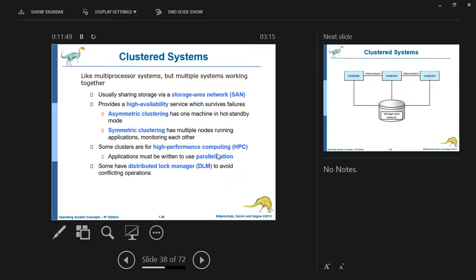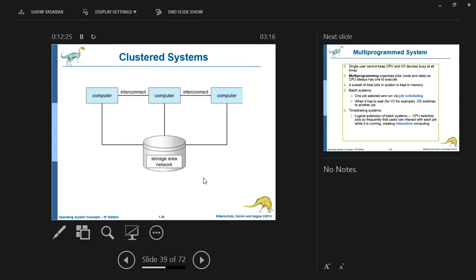A clustered system is like a multi-processor system, but with multiple systems working together, right? Usually sharing storage via a storage area network, it provides high availability services which survive failures. Of course, sometimes asymmetric clustering has one machine in hot standby mode. Symmetric clustering has multiple nodes running applications and monitoring each other. Some clusters are for high performance computing. Applications will be written to use parallelization. Some have a distributed lock manager to avoid conflicting operations.